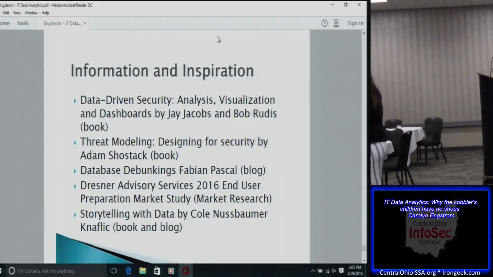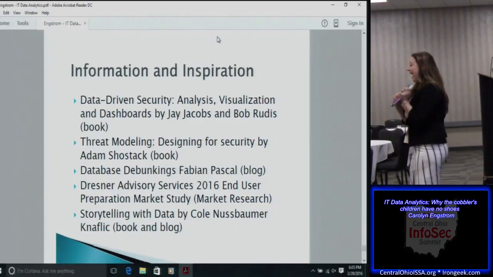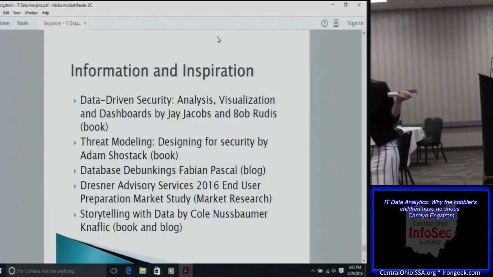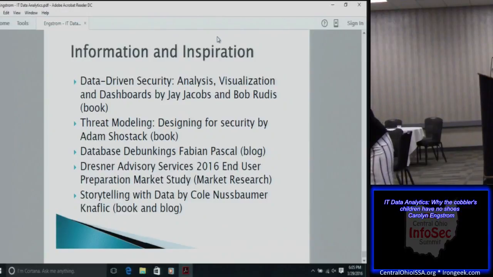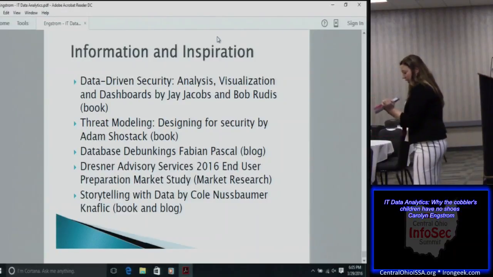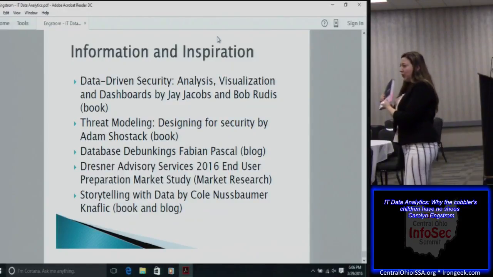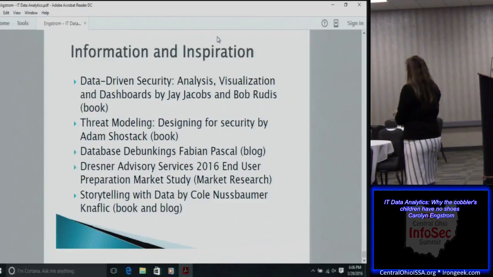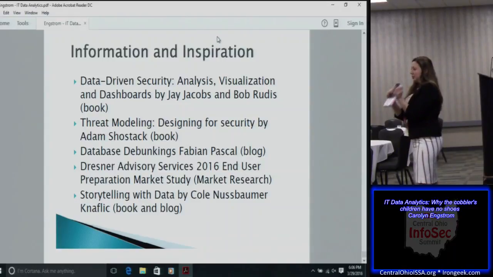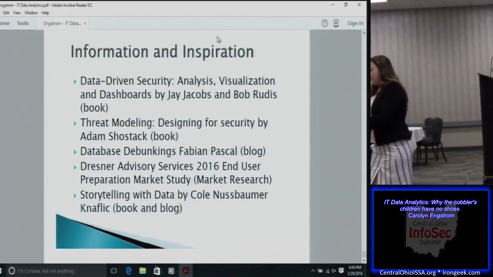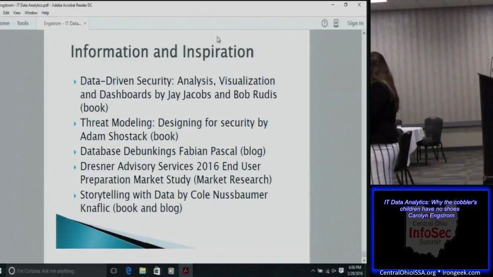If you have not read this book, I absolutely highly recommend it. It's called Data Driven Security. It's by Jay Jacobs, and Jay actually works on the Verizon Data Breach Report. The other author supports the SANS Security Human. If you have not read this book, I highly recommend it. They cover visualization, they cover scripting, everything. Highly recommended.